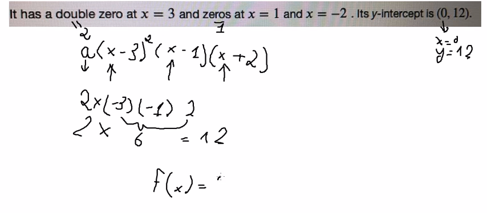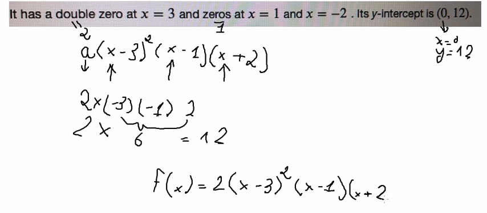equal to 2 multiplied with (x - 3)^2 (x - 1) and (x + 2). And this is the final answer.